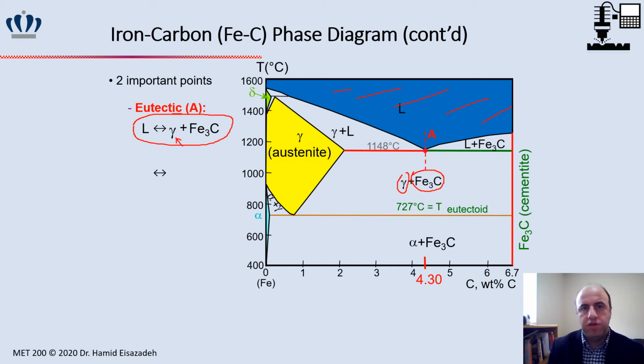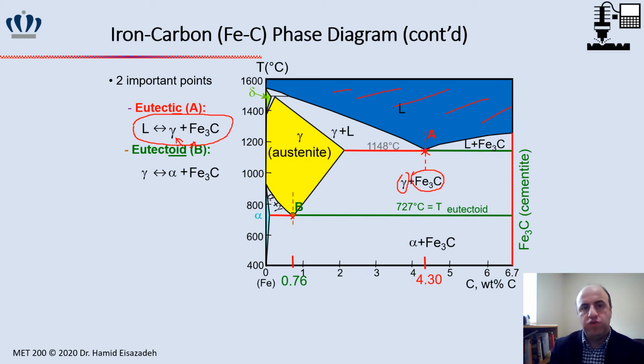Both components are solid material. So one liquid transforms into two solid materials, and this reaction is called the eutectic reaction. This is not a very important point of interest in the Fe-C phase diagram. The next one is very important. Here we have the eutectoid point, which happens at this point.